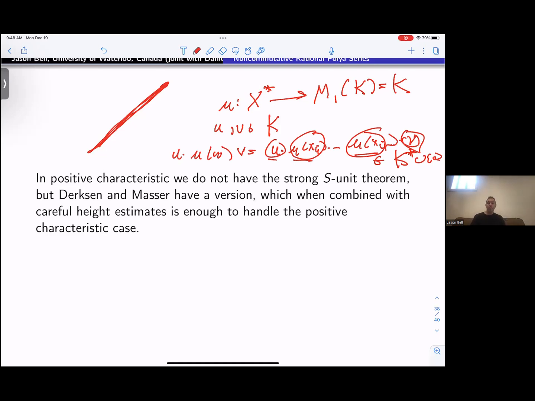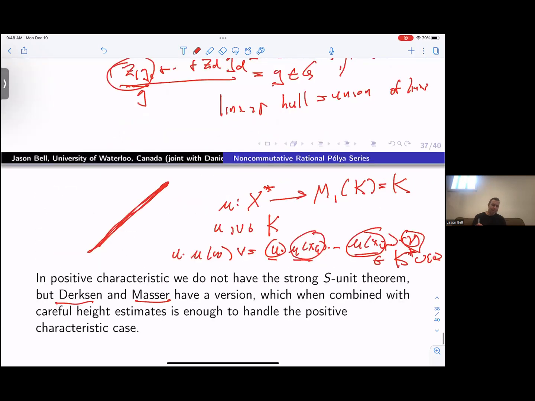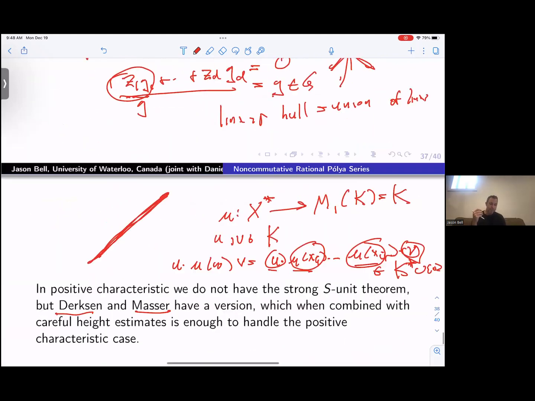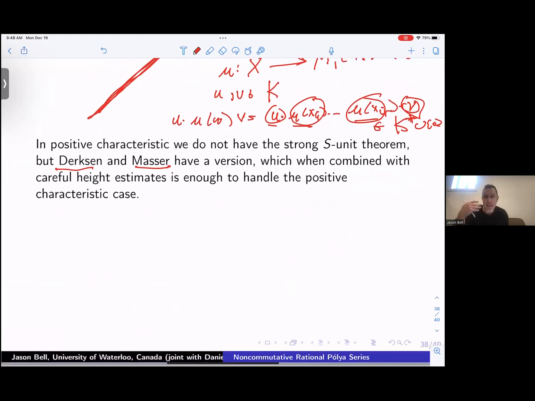Like I said, in positive characteristic, we don't have this S-unit theorem, but there's this nice work of Derksen and Masser. They have an S-unit theorem in characteristic p. And if we go back to this example I gave due to Lech, you'll notice that really we only have finitely many solutions when we work up to the action of the Frobenius map, where we apply a p-th power. So Derksen and Masser says in some sense that when we do the S-unit theorem in characteristic p, we do get a finiteness result up to some action of Frobenius. But the action of Frobenius can be a bit complex. So that's what we get.